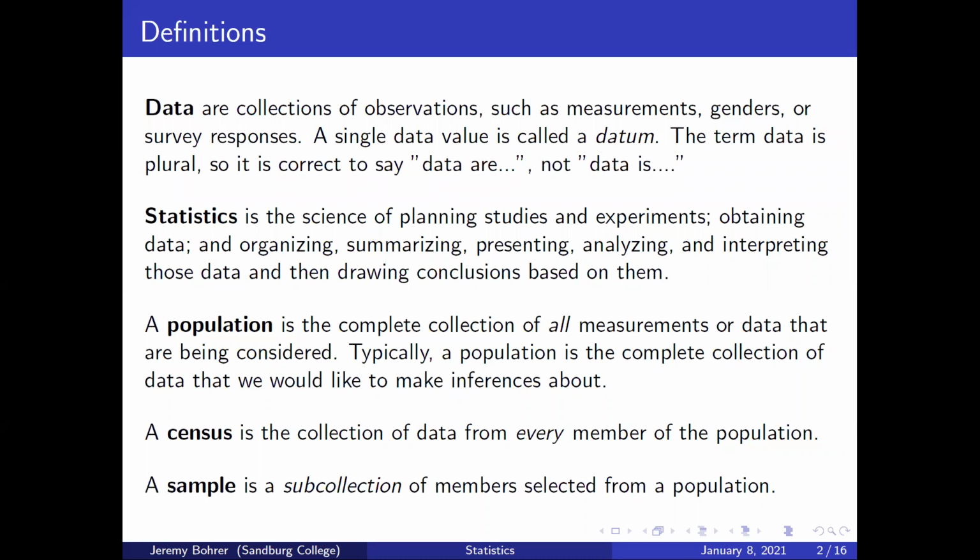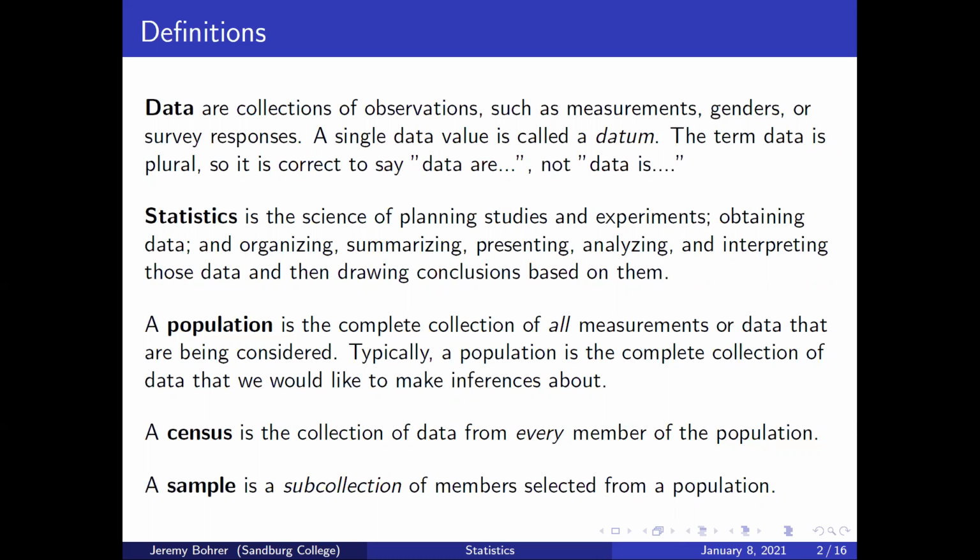Statistics is the science of planning studies and experiments, obtaining data and organizing, summarizing, presenting, analyzing, and interpreting those data, and then drawing conclusions based on them. A population is the complete collection of all measurements or data that are being considered. Typically, a population is the complete collection of data that we would like to make inferences about.